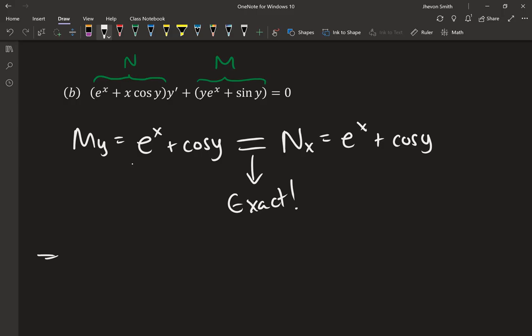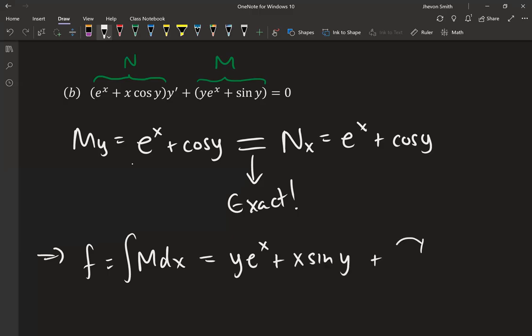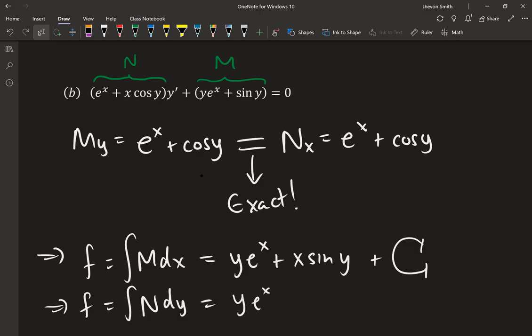Once I identify this as exact, I'm going to immediately go in, well, f is going to be the integral of M with respect to x. So this is going to be y e to the x plus x sine y plus some constant of integration that I'm actually going to end up ignoring. Then I'm going to also find that f is the integral of N with respect to y. So I go to this part and I integrate with respect to y. I'm going to get y e to the x plus x sine y plus some other constant that I'm going to end up ignoring.